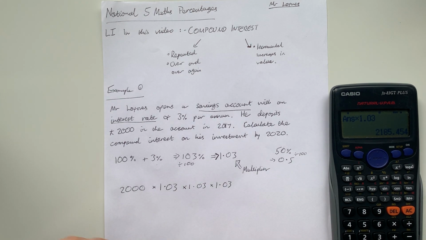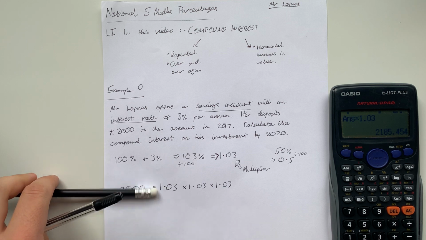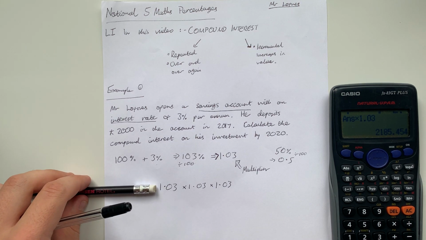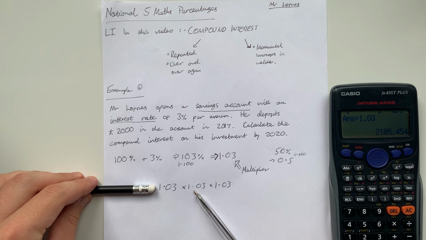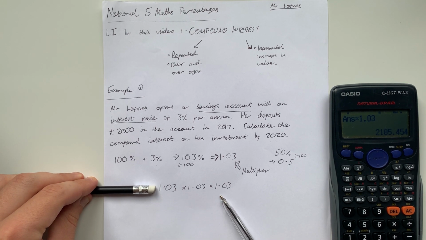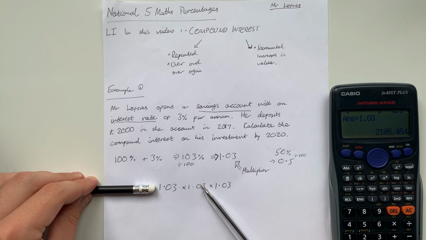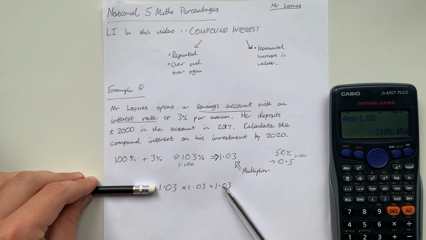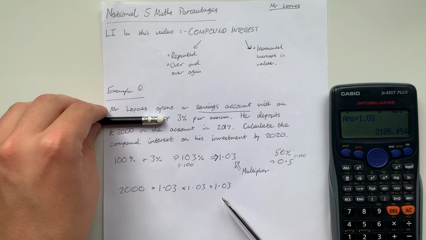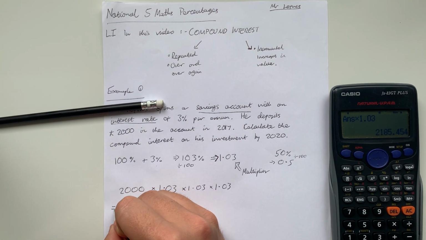Now, if we just cover up that 2,000 there, and I just said to you, let's take 1.03, multiply it by itself, and multiply it by itself again. We have a special way of writing that. If you multiply something by itself, that's called squaring, and if you multiply it by itself again, that's called cubing. In other words, raising it to the power of 2, raising it to the power of 3. So let's actually just write it that way.